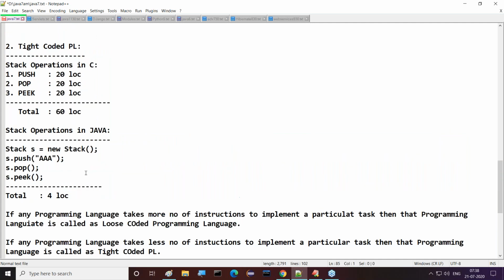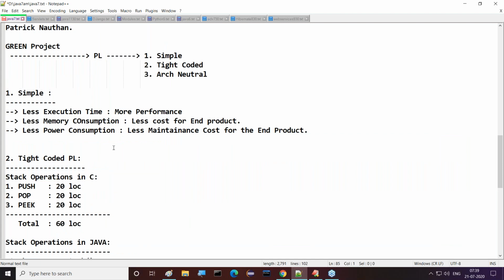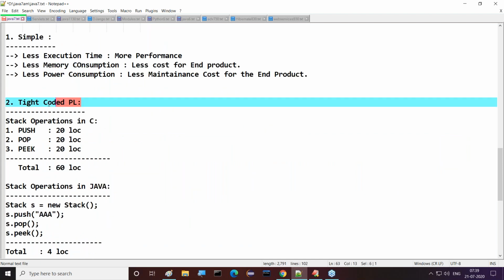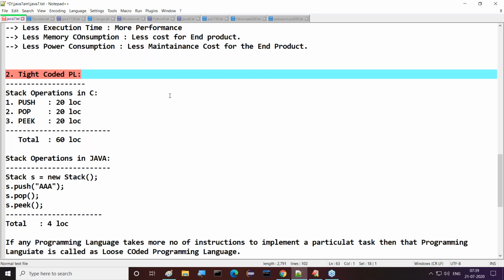This terminology is prepared by Sun Microsystems. Because of this reason only, Sun Microsystems wanted to prepare a new programming language. That new programming language should be a tightly coded programming language, where fewer instructions must be written by the developer. The developer is not required to write more instructions. Developers have to write fewer instructions only. In this fashion, Sun Microsystems wanted to prepare a new programming language. That's why they gave the name: tightly coded programming language.